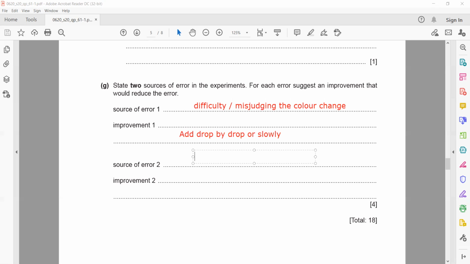And the second one, use of measuring cylinder. That is a source of error, so the improvement is that we can change it with a pipette for more accurate reading.